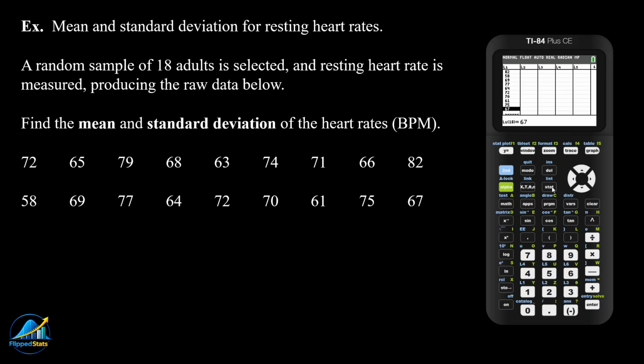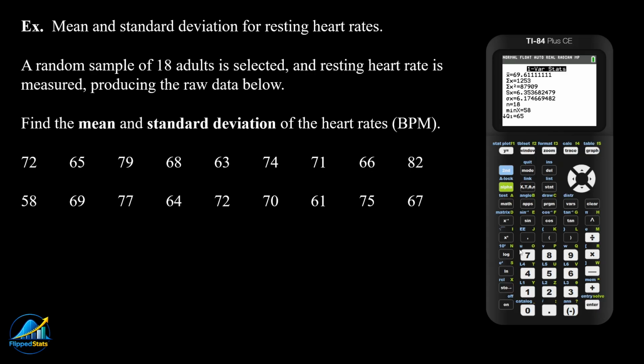So now we hit Stat again, and then we arrow over to Calc, and we select one variable statistics. That's the first item in the menu. Notice that L1 is in there by default. And if you used a different list, you're going to have to select that list manually. So we go ahead and calculate.